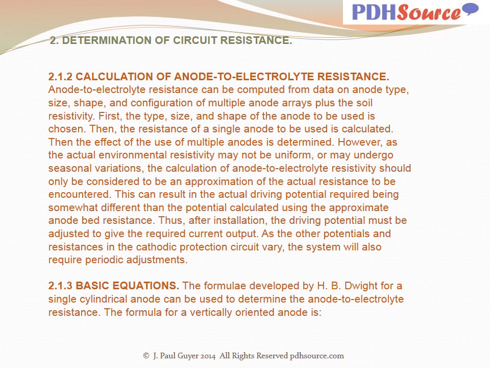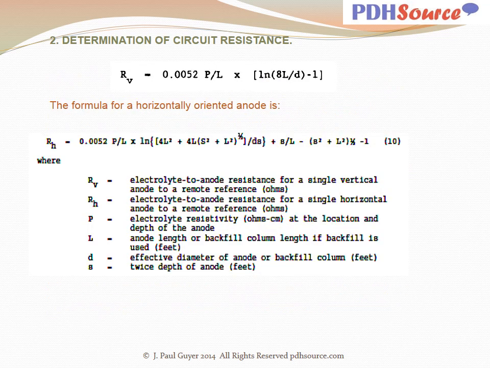The formula developed by H.B. Dwight for a single cylindrical anode can be used to determine the anode to electrolyte resistance. The formula for a vertically oriented anode is as represented here, with the components identified. The formula for a horizontally oriented anode is also indicated here.